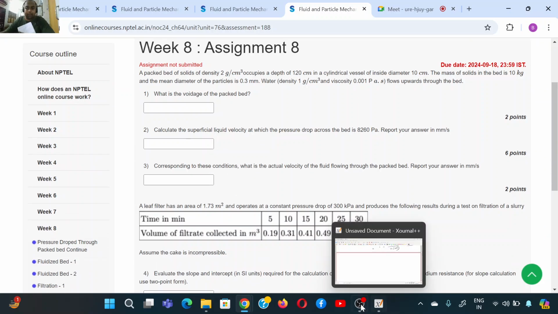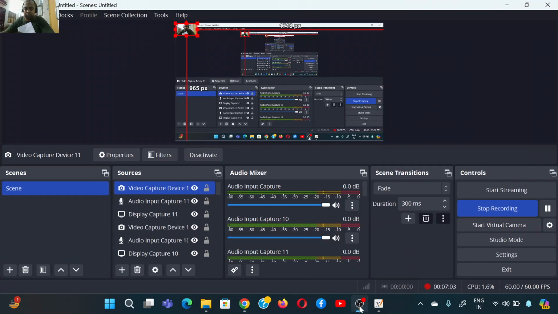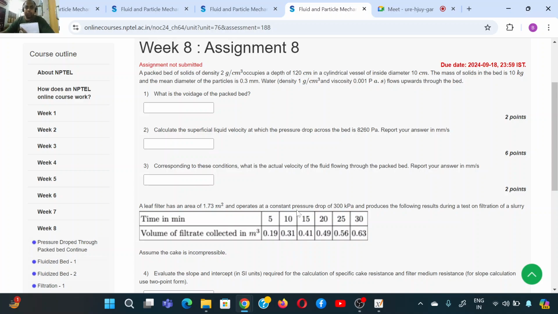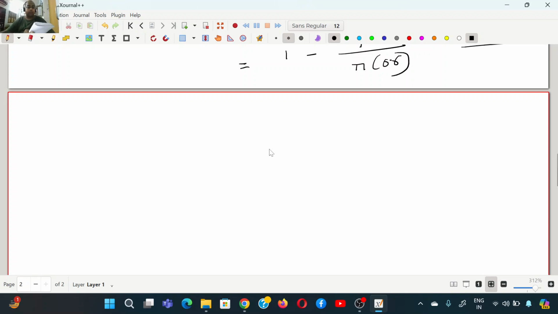So that's the voidage of the packing, 0.47. So second question is calculate the superficial liquid velocity at which the pressure drop across the bed is 8260 Pascal. Report your answer in millimeter per second. You got this right. Voidage you got now.